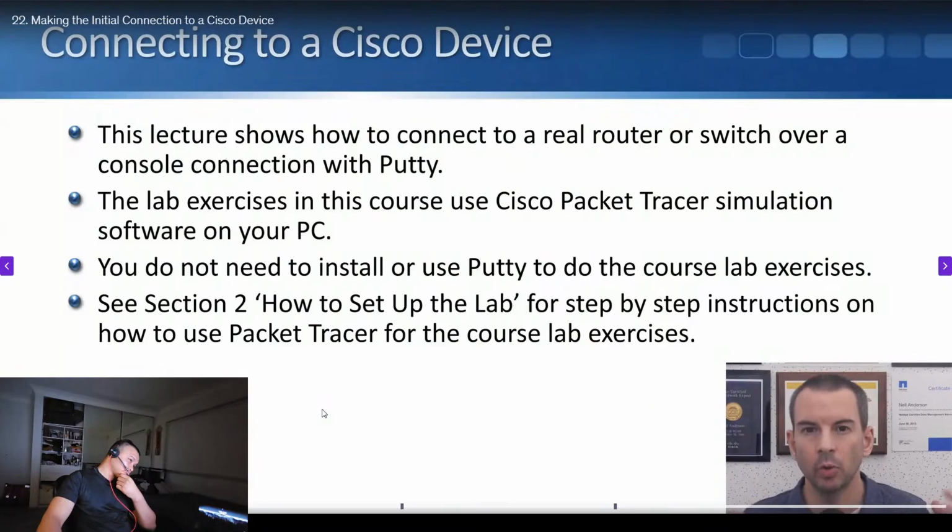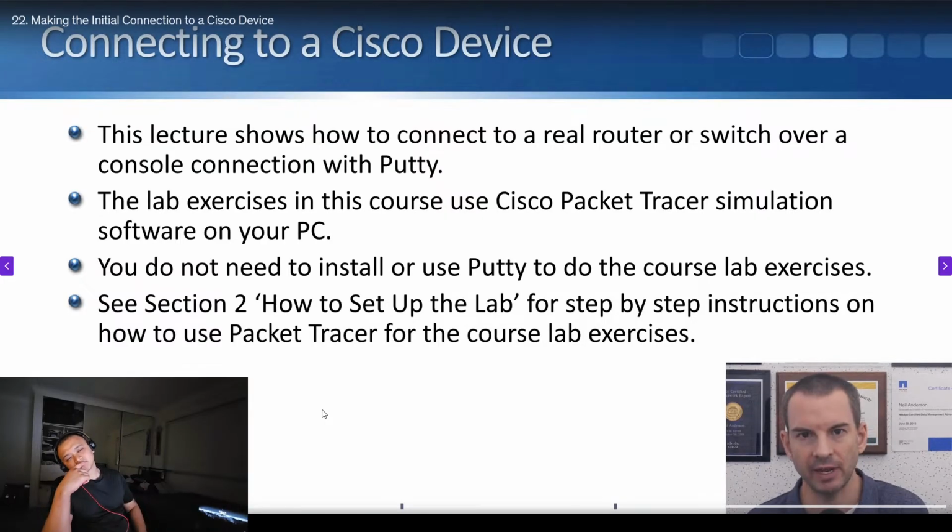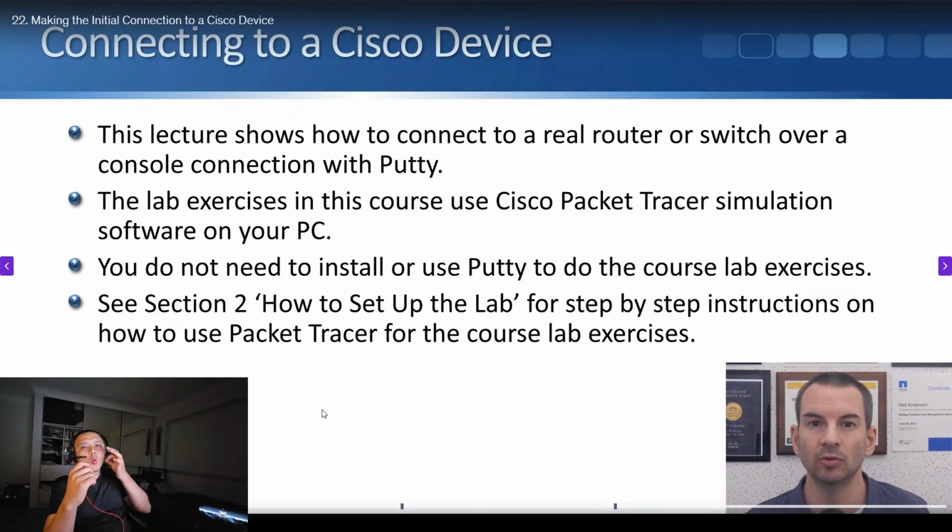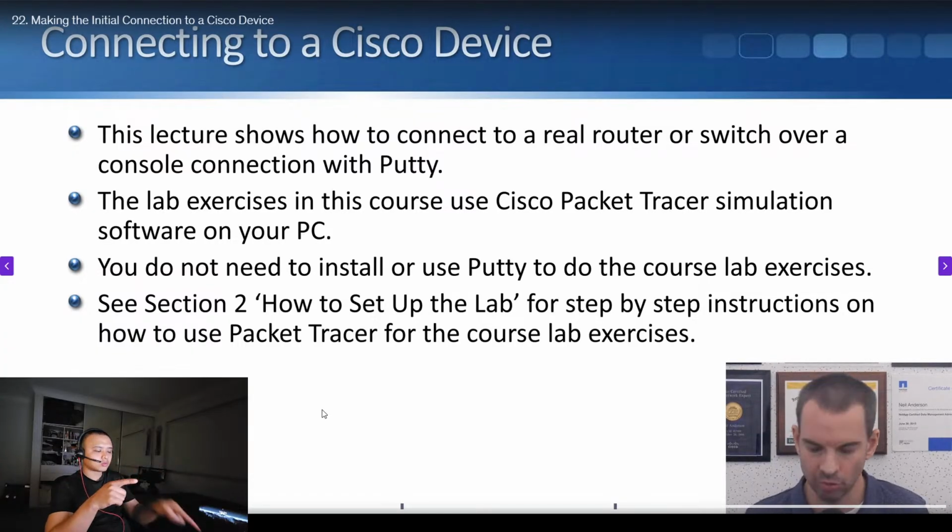Before we start, I'll give you a quick reminder that the lab exercises in this course use Cisco Packet Tracer simulation software, and you can see how to install and use that by watching section 2, how to set up the lab. So for the lab exercises we're going to be using in the course, you don't need any physical devices, and you don't need to install or use PuTTY. But when you go and you start working on real devices in the real world, you are going to need to know how to do this, how to make the initial connection to a physical device. So that's why I'm going to show you.